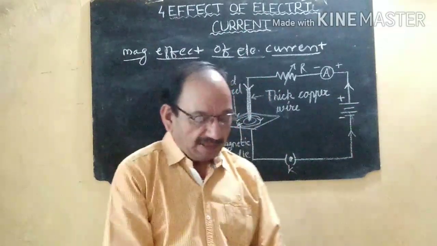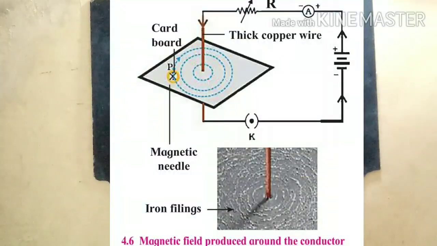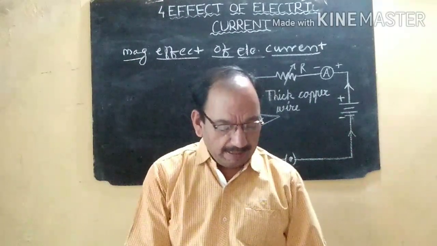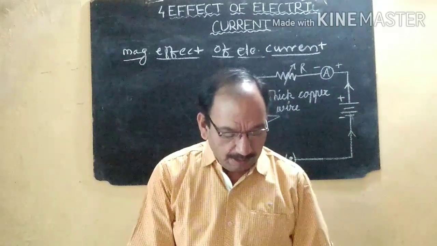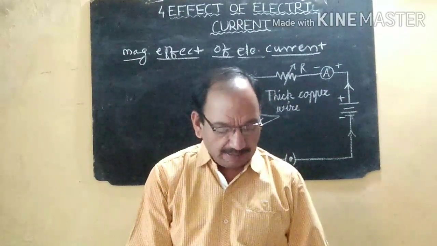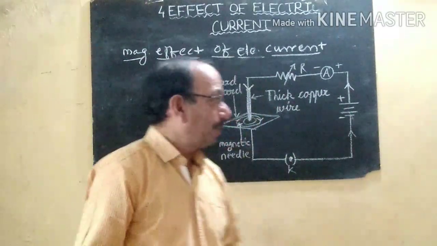Connect the circuit as shown in figure number 4.6, which is given on page number 52. When a large current flows through the thick wire passing through a cardboard, the magnetic needle kept at different points on the cardboard around the wire stands in different directions. Mark the direction with a pencil.